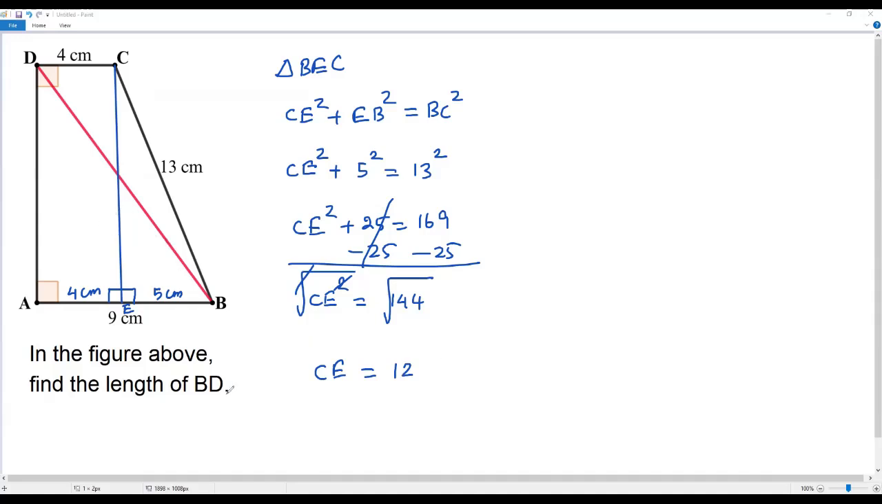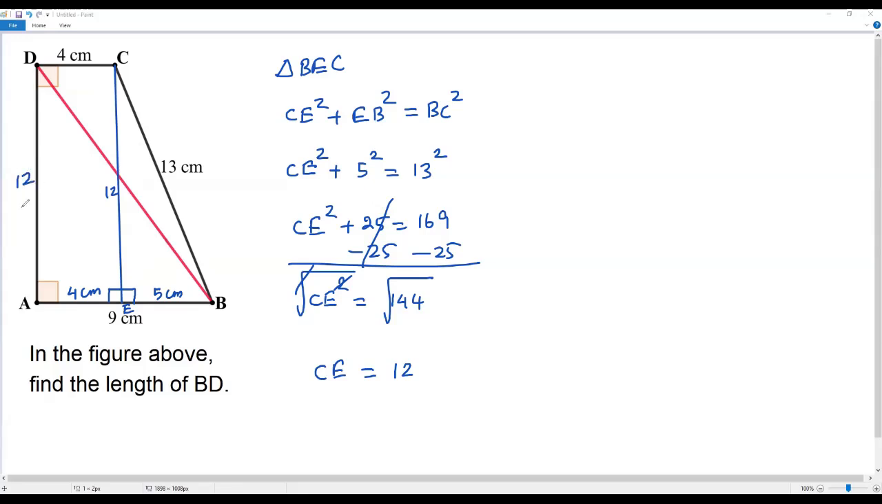But our aim is to get the length of BD. So what can we do with the length of CE we found so far? That is 12. So if the length of this CE is 12, then what is the length of this AD? AD is parallel to CE, because both AD and CE are perpendicular to AB. Since they are parallel, they must be equal. So whatever length we have for CE, the same length we'll have for AD. Just now we got the length of CE, that is 12. Then the length of AD is also 12.